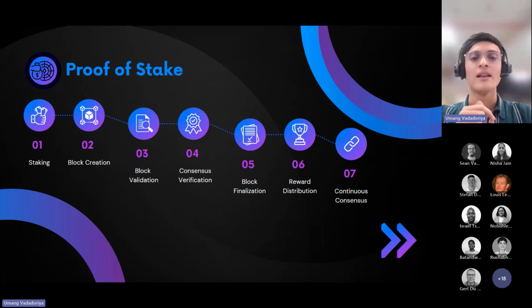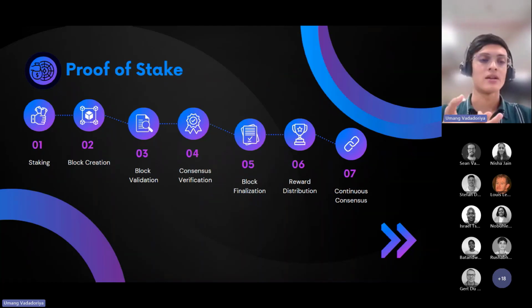as a stake. It's like putting up collateral to join the club. Then these validators take turns proposing new blocks depending on how much cryptocurrency they have staked. It's kind of like a lottery where the more you have staked, the better your chances of being picked.